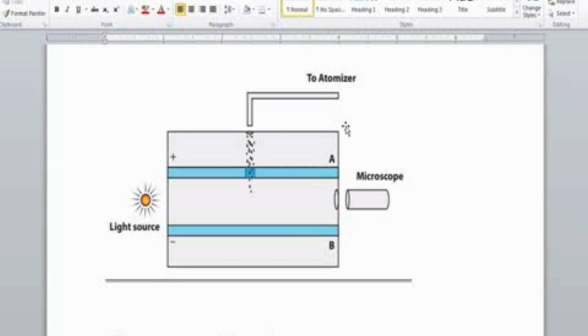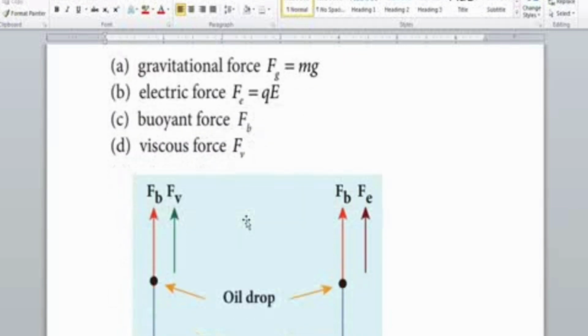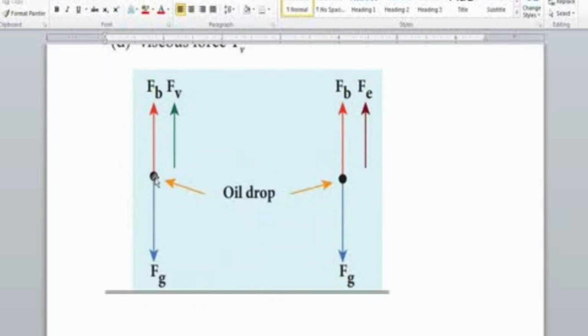The charged oil drop can be affected by the electric field. So using that, we can move the oil drop in an upward or downward direction. Right? See here. So it's a charged oil drop.